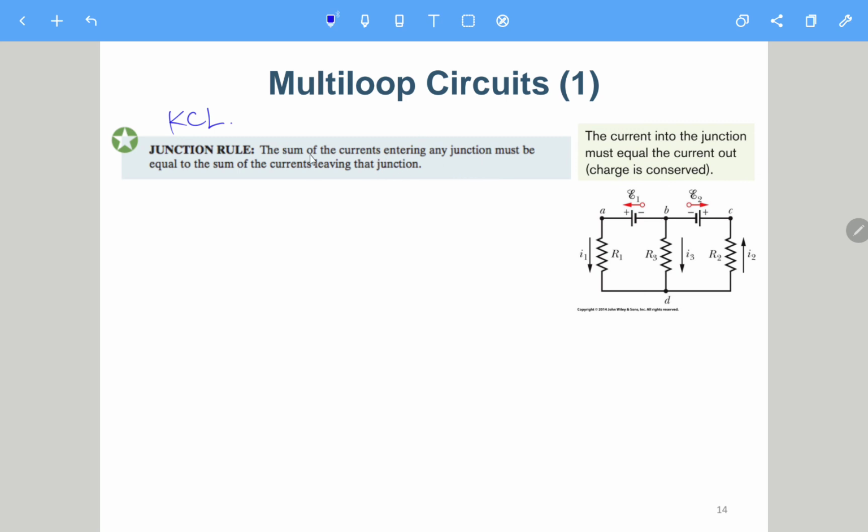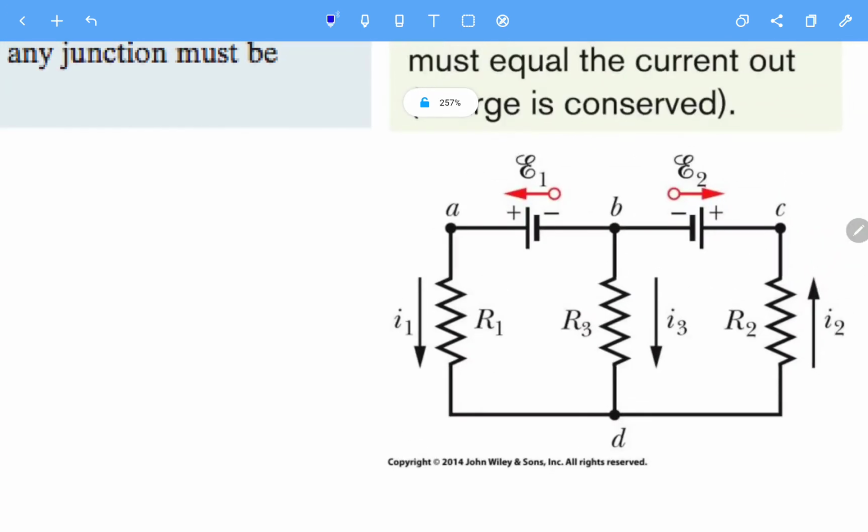So usually this KCL is mentioned like this: the sum of the current entering the junction must be equal to the sum of the current leaving that junction. But in my experience, I will usually consider the current going out and then sum it to be 0, which makes things easier. Just say for example, this one. Let us consider point D to be the ground. Then we will be able to find the current, or actually solve this circuit.